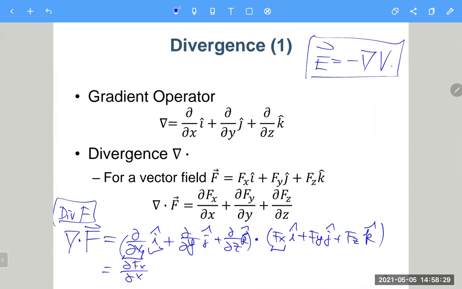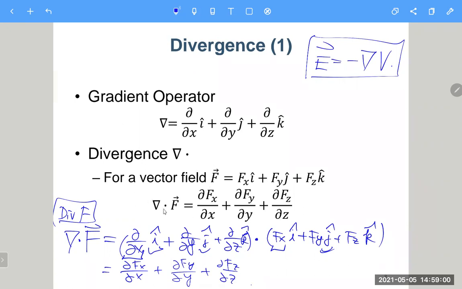And this one acting with this one, i dot j will be nothing but 0. So we don't have i dot j, i dot k; i dot j, i dot k will also be 0. So we only have j dot j, which is 1. So we have plus partial f_y, partial y. And then we still have this third term, which is partial f_z, partial z. Yeah, something like this.